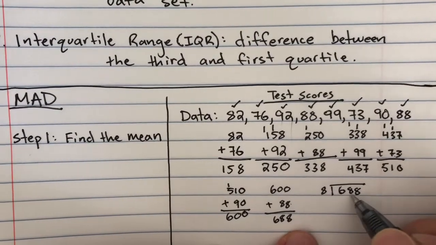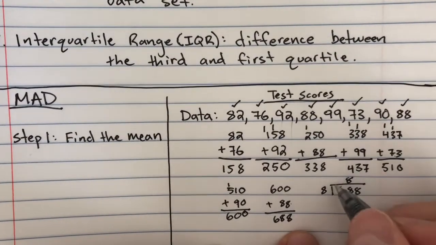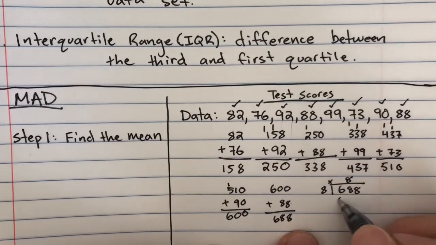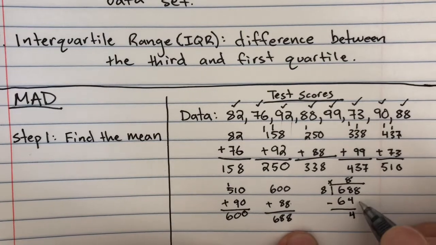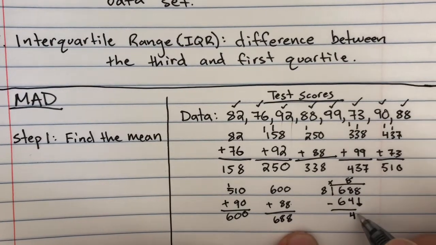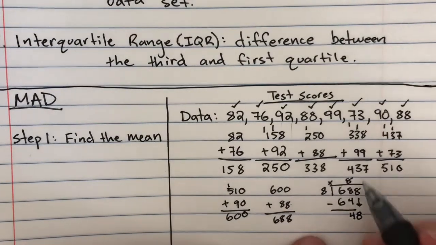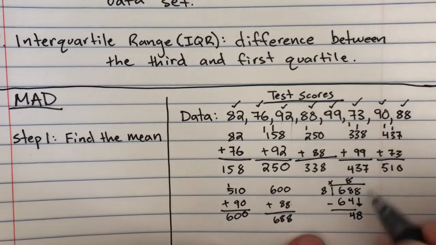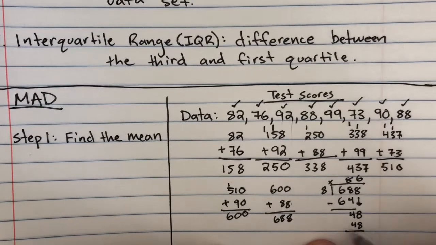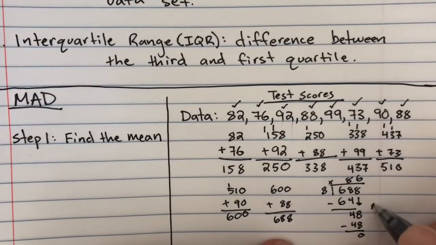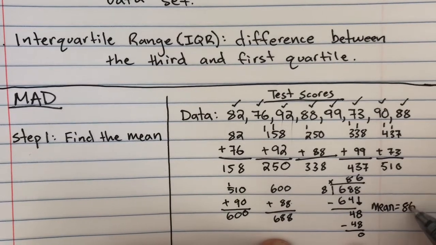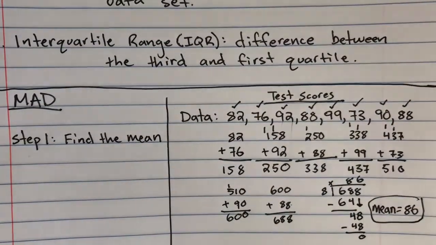8 goes into 68 8 times. 8 times 8 is 64. Subtract. 8 minus 4 is 4. Bring down my 8. 8 goes into 48 6 times. 6 times 8 is 48. So that means that my mean is equal to 86. Okay.